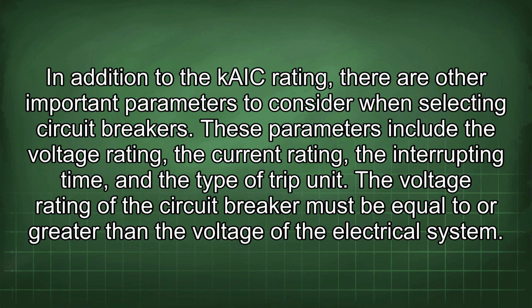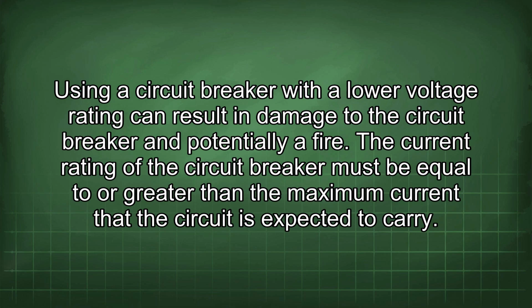These parameters include the voltage rating, the current rating, the interrupting time, and the type of trip unit. The voltage rating of the circuit breaker must be equal to or greater than the voltage of the electrical system. Using a circuit breaker with a low voltage rating can result in damage to the circuit breaker and potentially a fire. The current rating of the circuit breaker must be equal to or greater than the maximum current that the circuit is expected to carry.